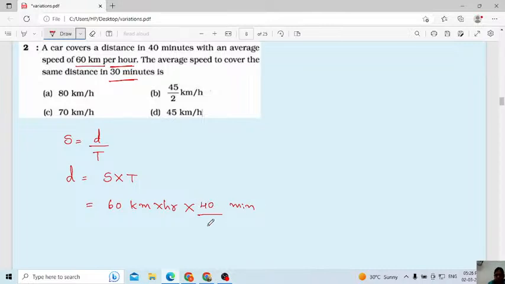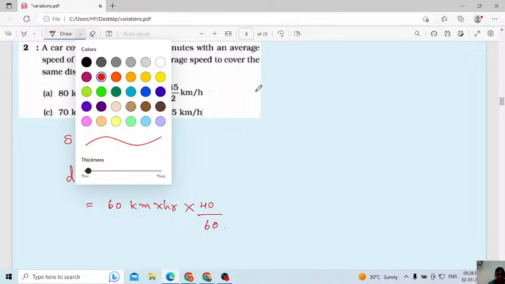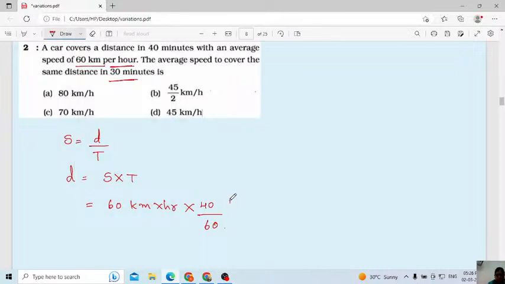How will you convert? This 40 minutes we will divide by 60, because 1 hour is 60 minutes. That's why you have to divide 40 by 60. Understood everyone? Why did I divide with 60? Because I am converting minutes to hours. Then this 40 minutes will be equal to 40 by 60 hour.